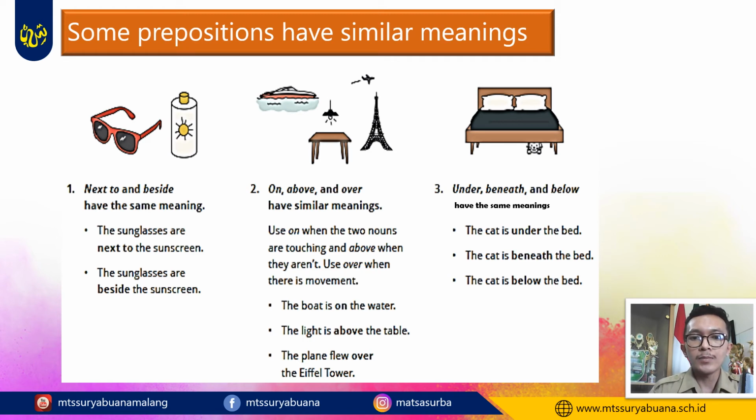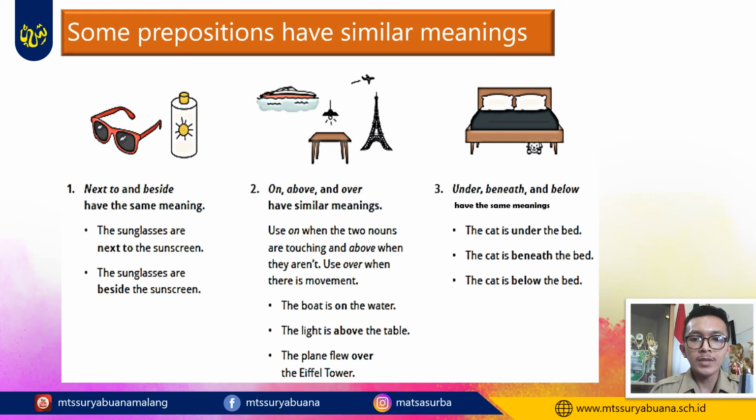And then above when they aren't touching. The example: the light is above the table. You can see in the picture the light and the table aren't touching each other. So the light is above the table.